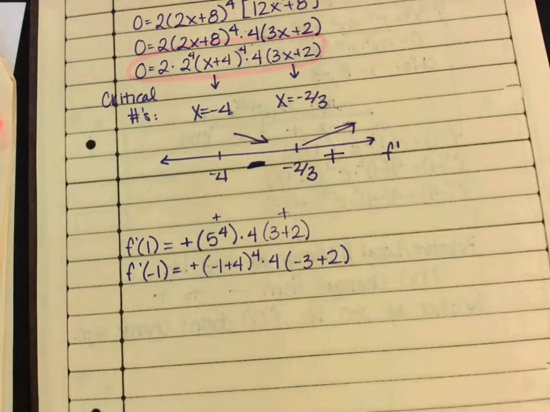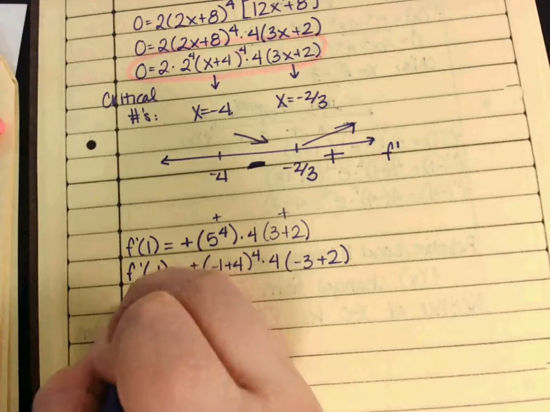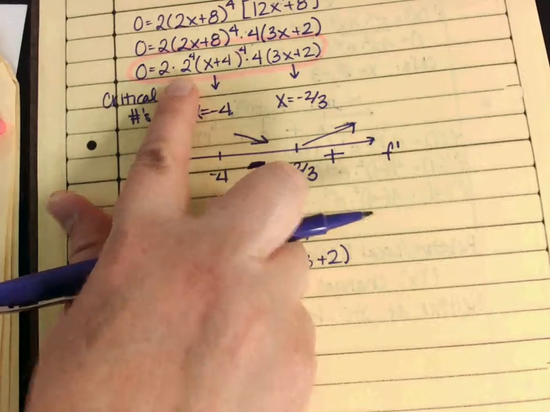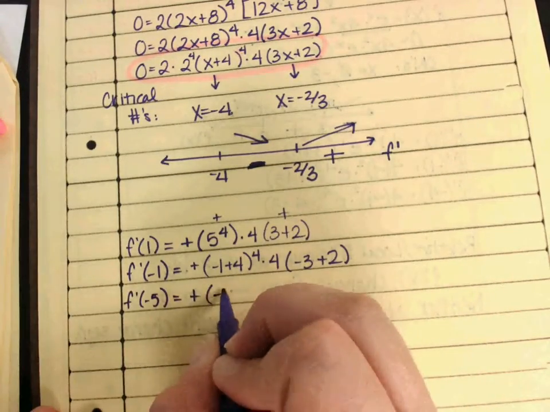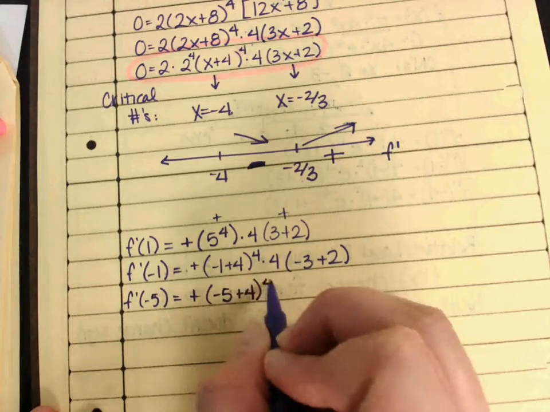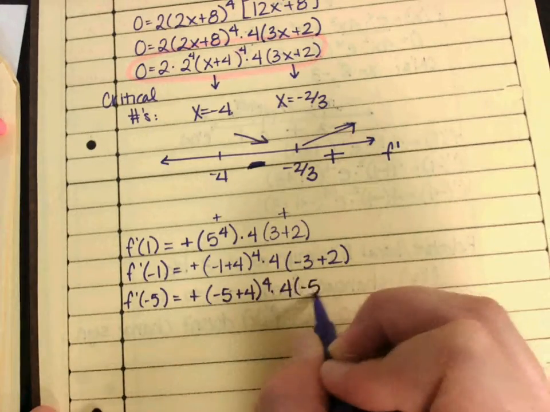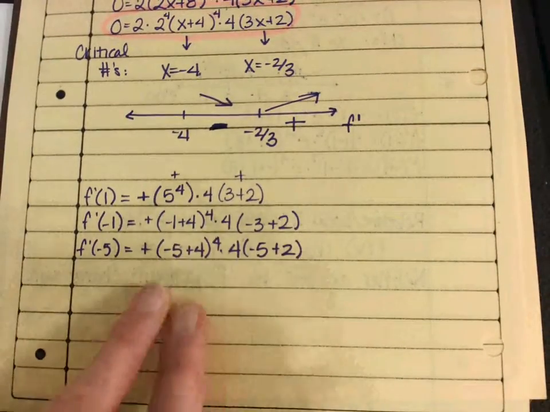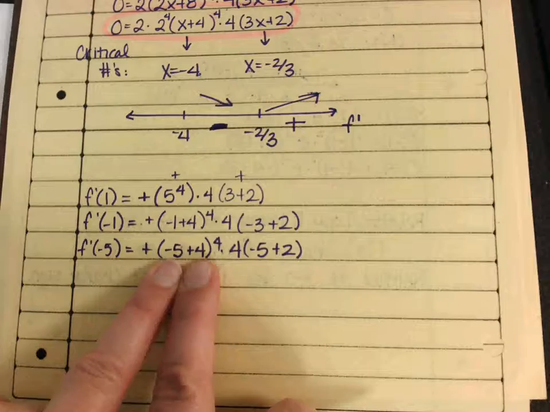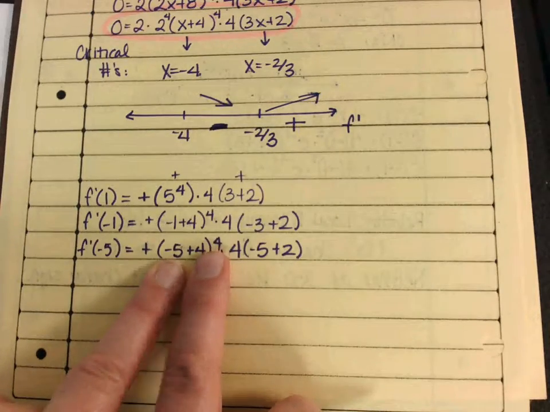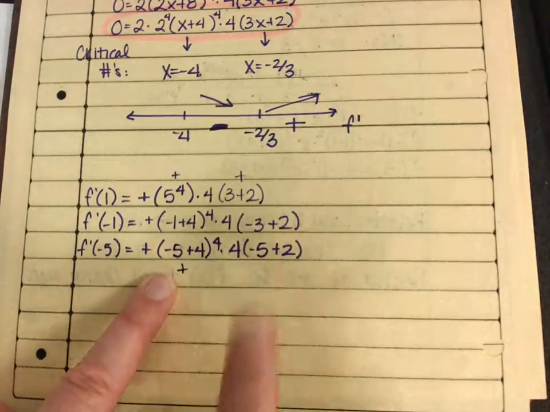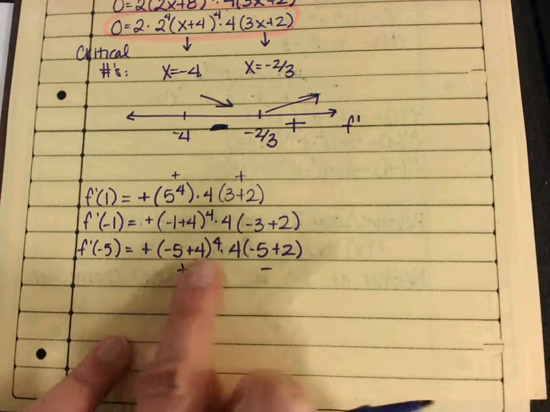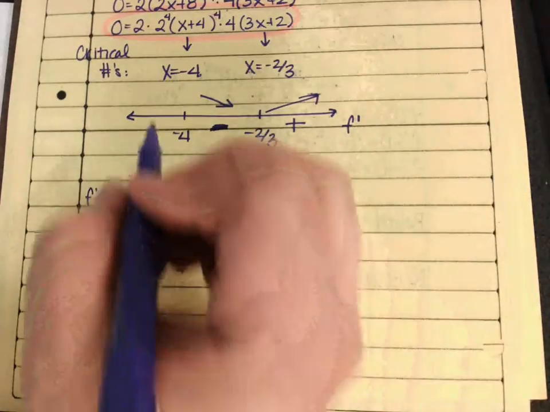Okay, then for my last one, let's say I pick -5. I'd have all my random 2s here in the front. I'd have -5 plus 4 to the 4th, and then -5 plus 2. What's my sign in here? Negative, but it's to the 4th power. What's going to happen? It's going to turn positive. What about -5 plus 2? Negative. So it's positive, positive, positive, negative. Overall, negative.